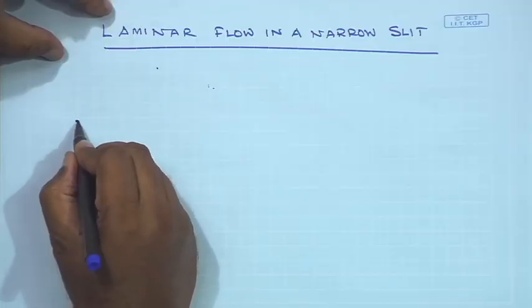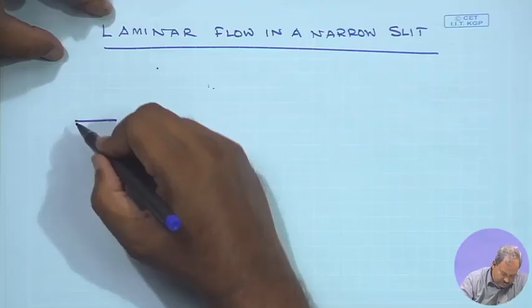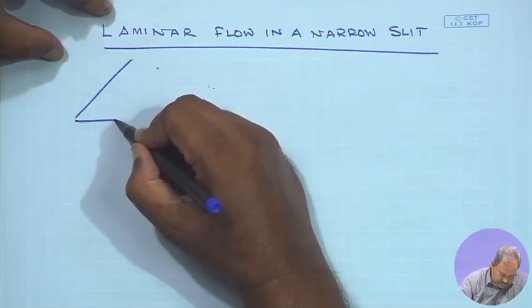So, we are going to start with our analysis of flow in a slit, pressure gradient, gravity, both are present, and the slit is very narrow, such that the variation in this direction is important. Variation in this direction can be neglected, and it is 1D steady flow. So, there is no variation in the direction of flow. So, I am trying to draw the slit.